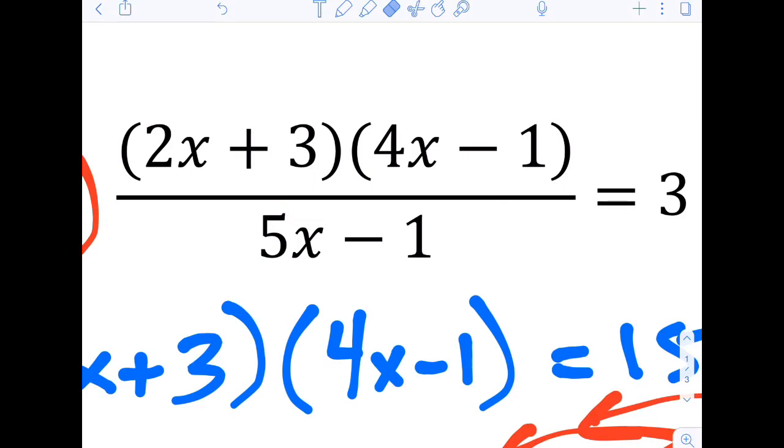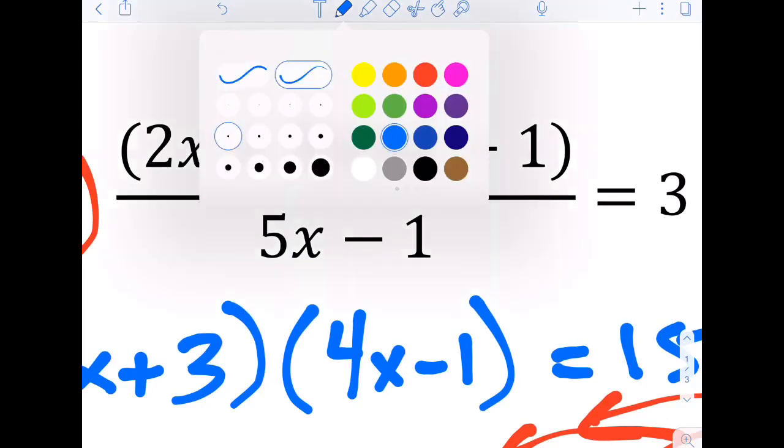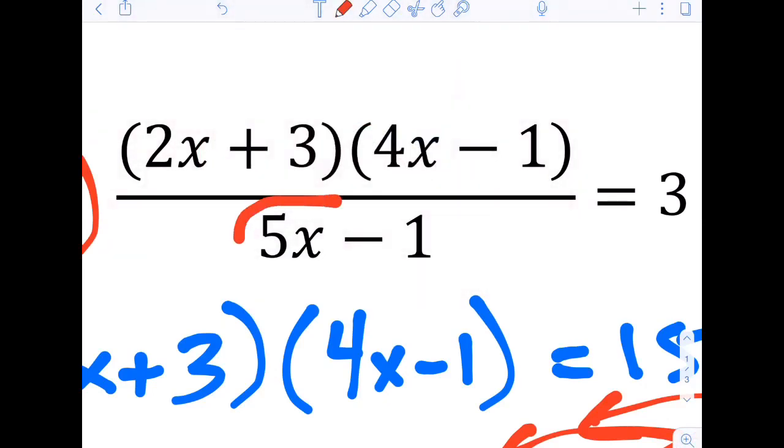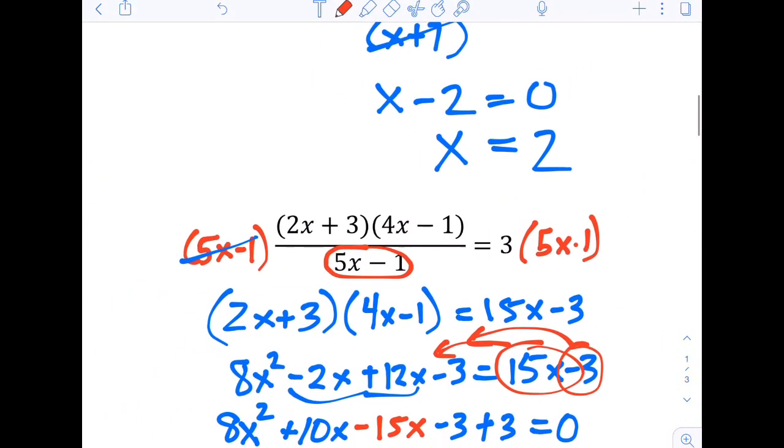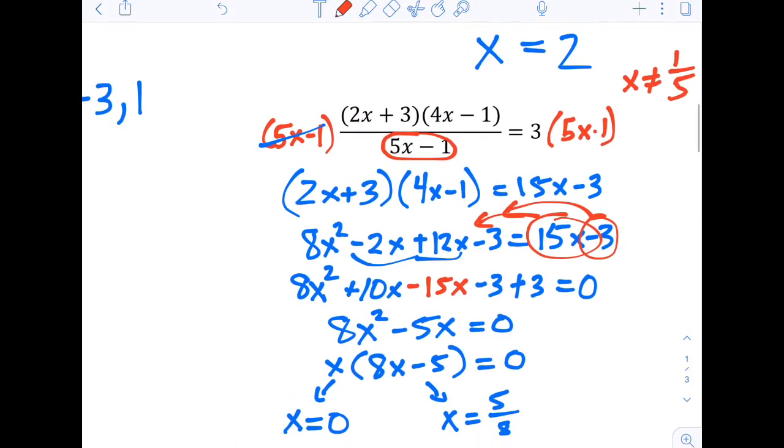So in this case, the bottom cannot be equal to 0. This here cannot be equal to 0, and it would be 0 if x was equal to 1 over 5. So I'm going to write that in my restrictions over here. x cannot be 1 over 5. And I see that 1 over 5 is not one of the answers that we have down at the bottom. So we're okay with both of these values being my solutions to that rational equation.